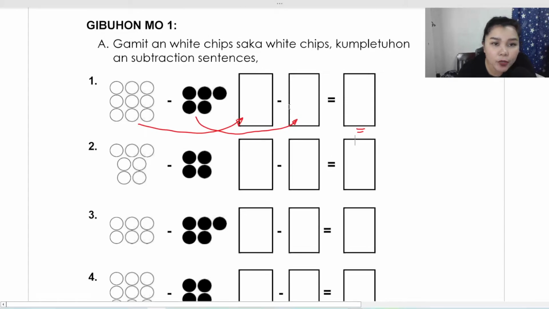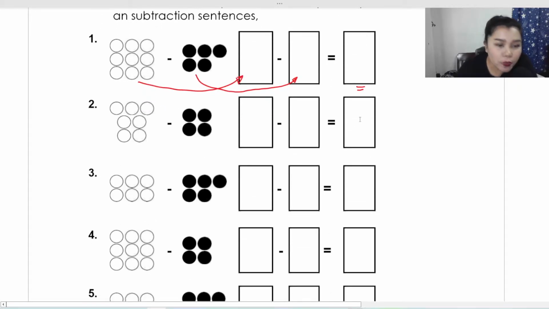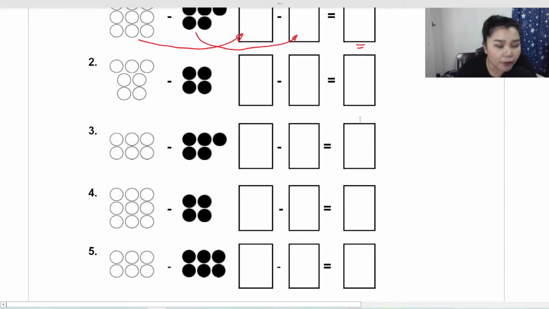So bilangin mo ang white chips. So again, count the white chips. Next, count the black chips, and then try to circle the white chips to be partnered with the black chips, and the number of white chips outside what you have encircled or outside the group will be the answer for the subtraction sentences. So pause to finish number 1 until number 5.